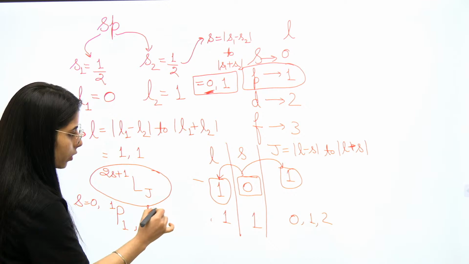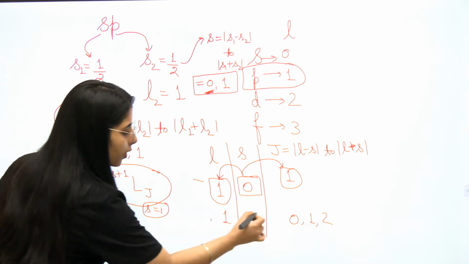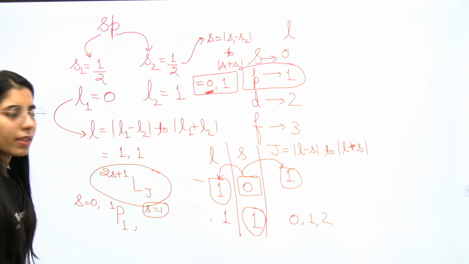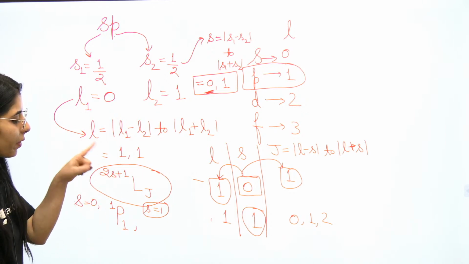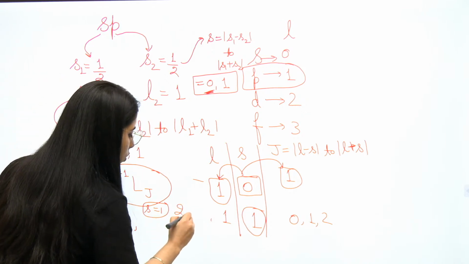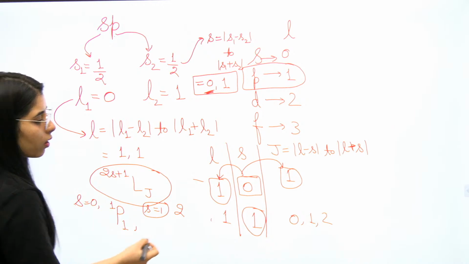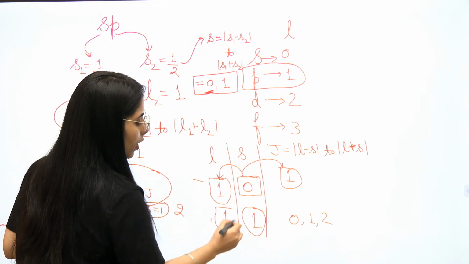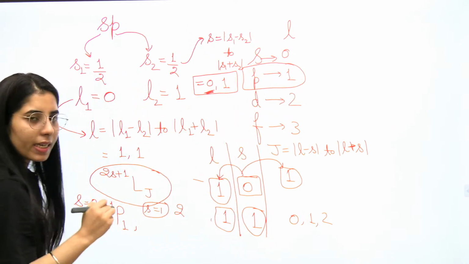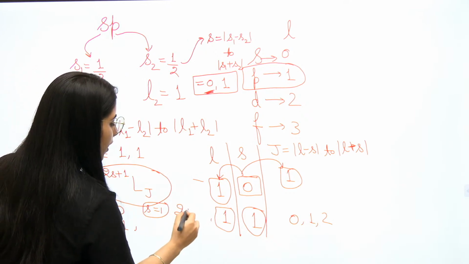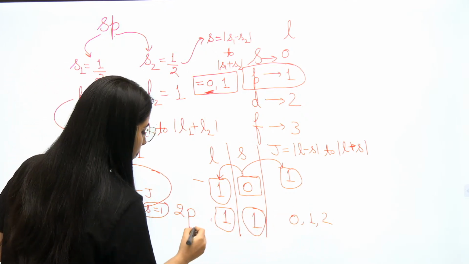Now for S equal to 1, when you consider it, 2 into 1 plus 1 will be 3. What is the value of L? 1 itself. For 1, it's P. Write it here. J values 0, 1, 2.